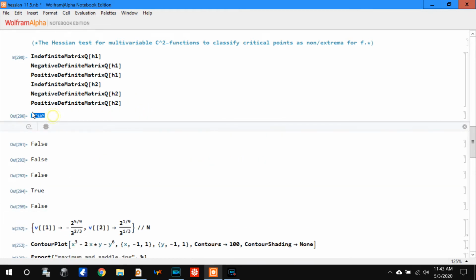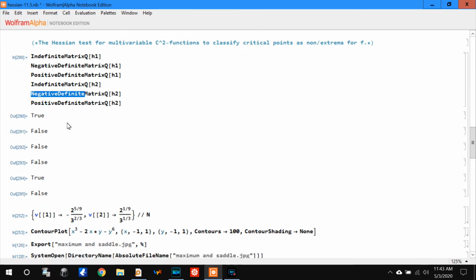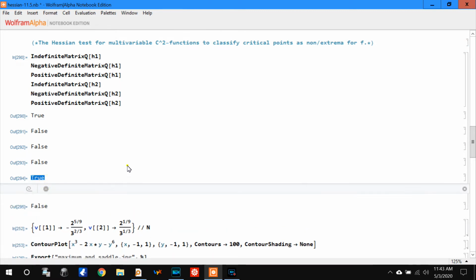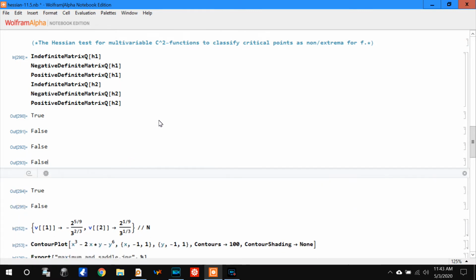This one says that the first Hessian is indefinite, so it means that it will have a saddle point at the location that we entered these things at. And then the second Hessian is negative definite, because this one's true right here. Negative definite Hessians, what that tells you is that the point is a local maximum, and if it was a local minimum, then the Hessian would be positive definite.